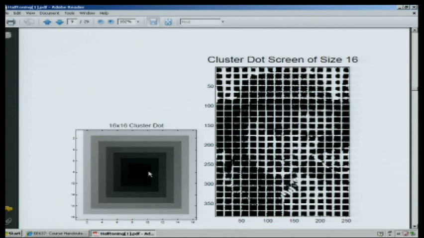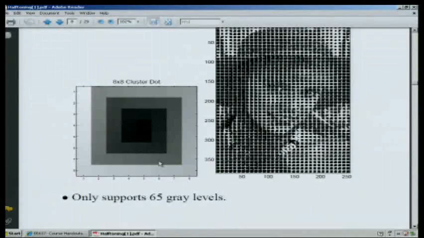Over here, you can see the 16 by 16 clustered dot and how it grows. This is basically just a representation of that threshold array as an image. And here you have fewer gray levels.